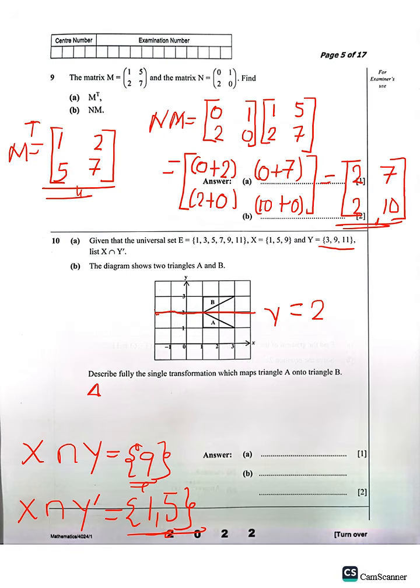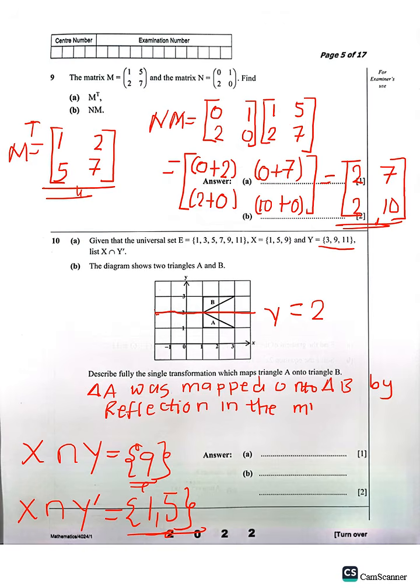Triangle A was mapped onto triangle B by reflection in the mirror line, y is equal to 2. So whenever you are trying to describe a transformation involving reflection, you just have to state the mirror line.